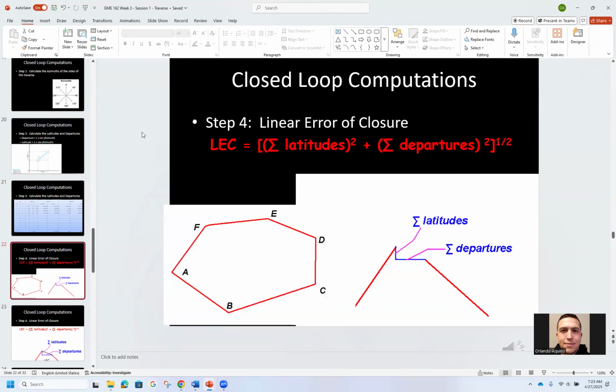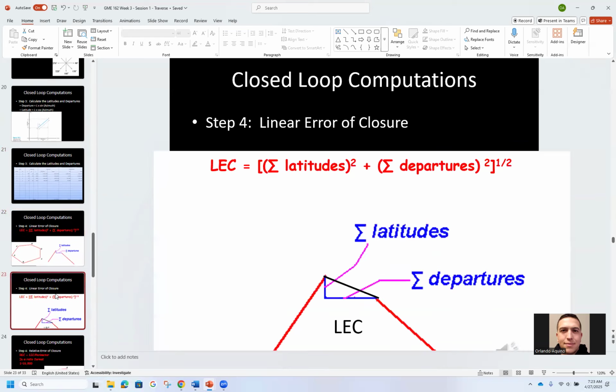figure out the linear error of closure. The linear error of closure is the square root of the summation of your latitude squared plus the summation of your departure squared. That would figure out your linear error of closure. And again, departure moves in the X fashion, and your latitude moves in the Y fashion.